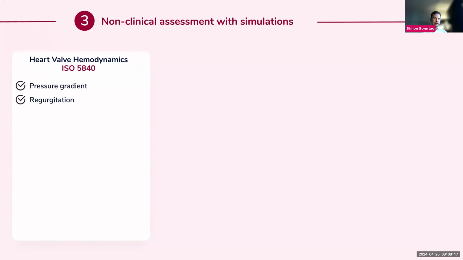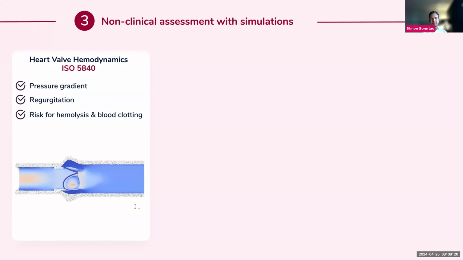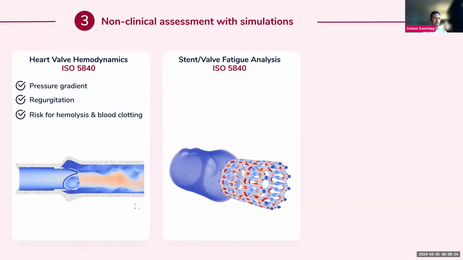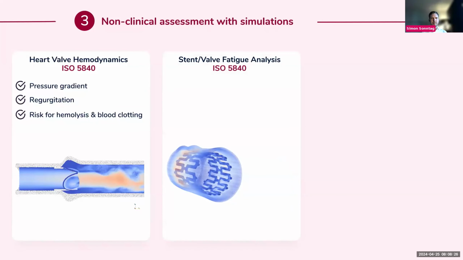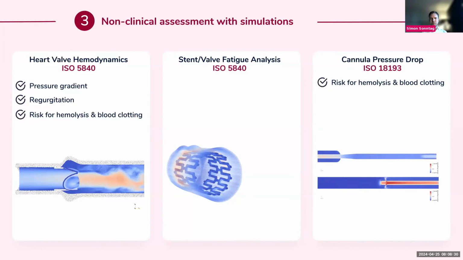Then this can be combined then with non-clinical assessment, like here, for example, to assess the hemodynamics of a heart valve, and also fatigue analysis of a stent, combine then also the two different ISO norms, or also the cannula pressure drop analysis to assess hemolysis or blood clotting.